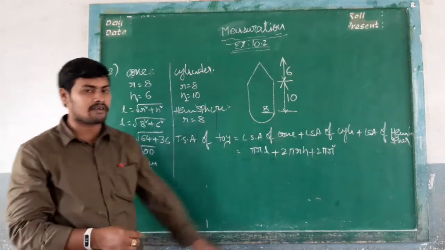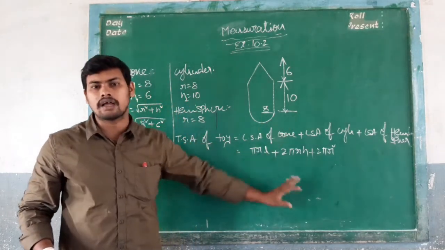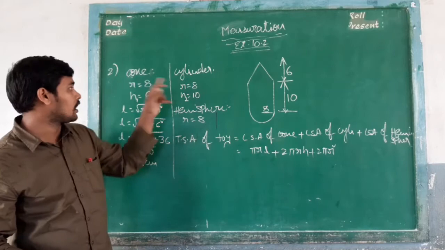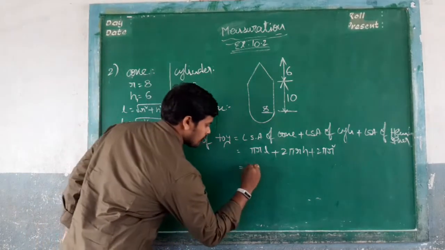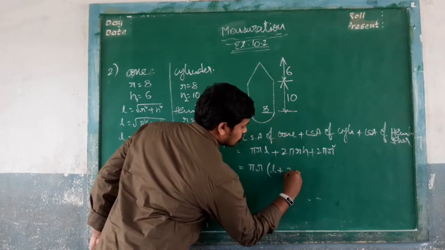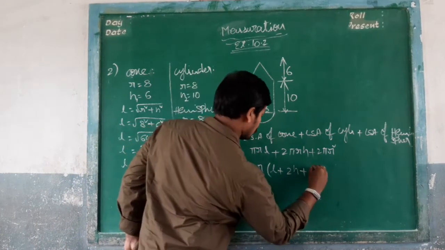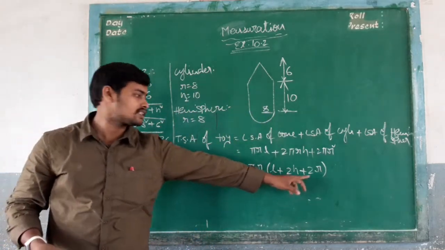Here what is common? Here pi r, pi r, pi r. At the same time all the r's are equal. So I have to take pi r as the common factor. Pi r times l plus 2h plus 2r. Okay. l plus 2h plus 2r.